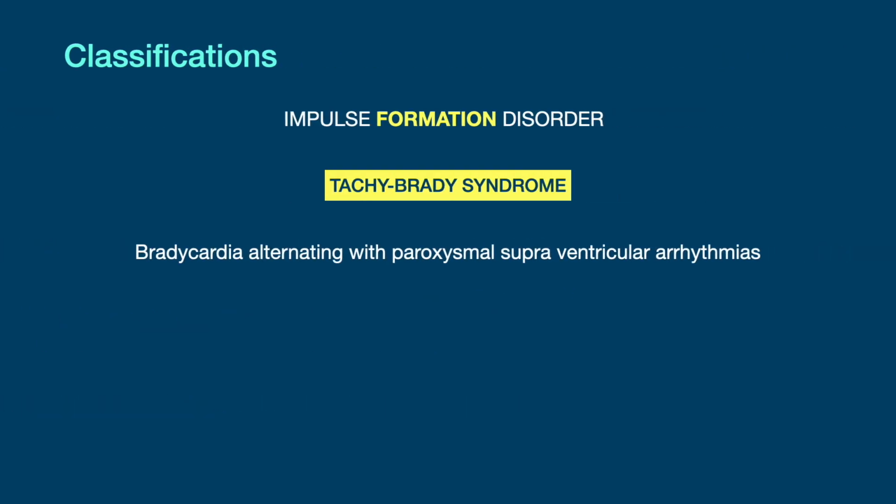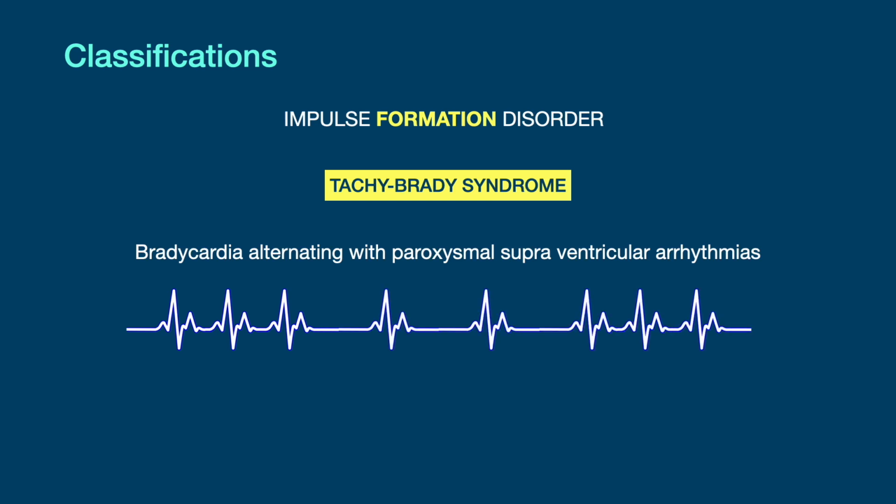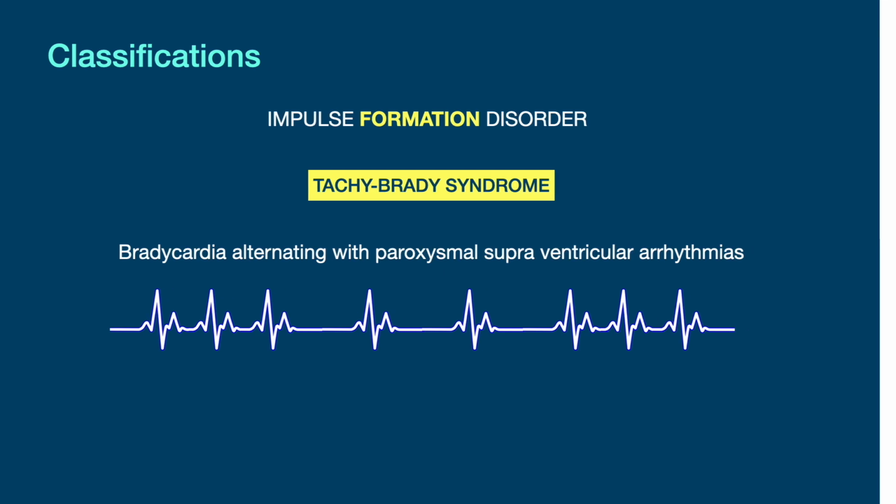Next would be tachybrady syndrome. Tachybrady syndrome is identified by bradycardia alternating with paroxysmal supraventricular arrhythmias, most frequently atrial fibrillation. This results from abnormal automaticity and conduction within the atrial tissue.